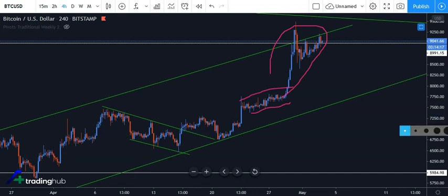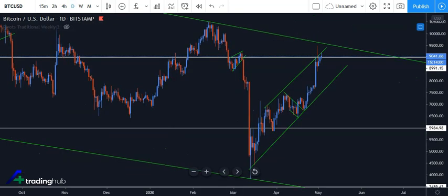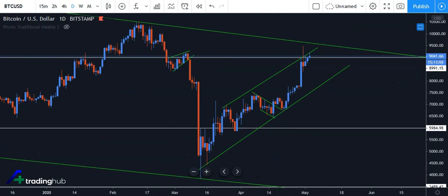If we look at this on a daily time frame, you notice that this is a channel. Within last week we got the rejection, the inverted hammer, on the 8991 zone, and that is a key resistance. If you look at this on the weekly time frame, it's a key resistance. So this week we are looking for short-term selling opportunities.